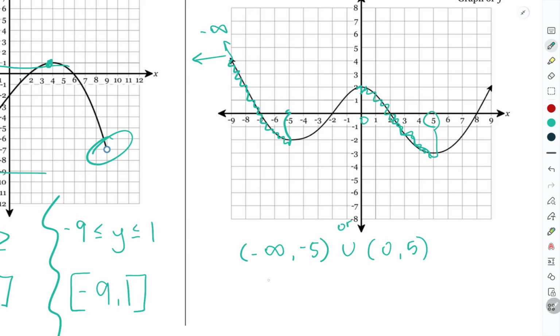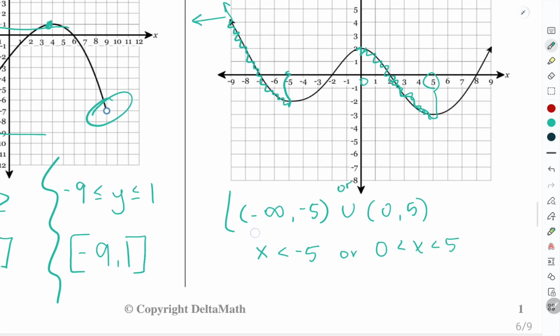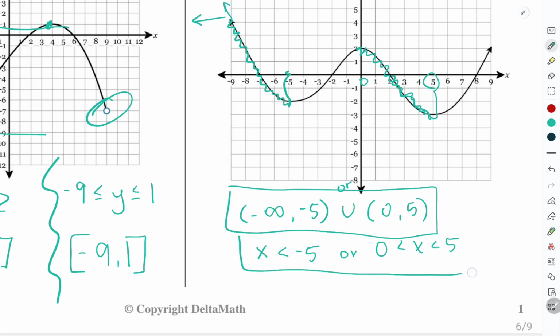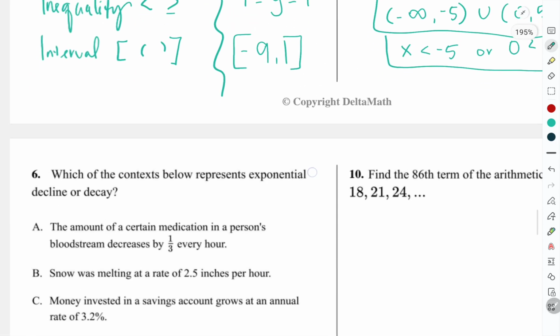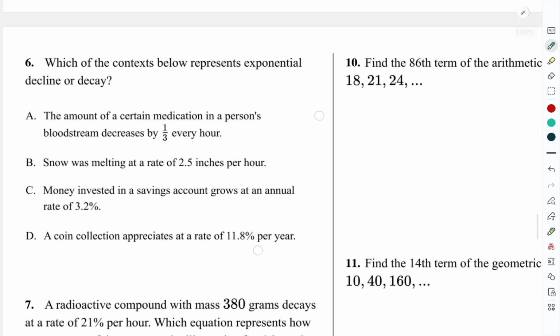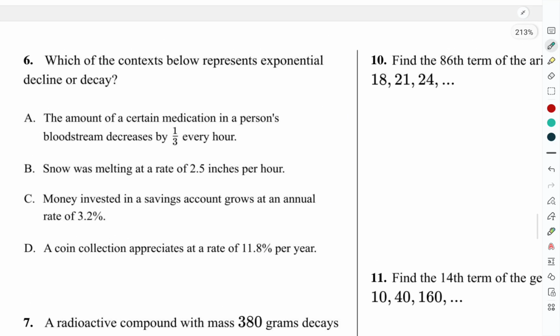I could also put it in inequality notation, and I would say everything less than negative 5 or 0, no line, to 5. One or the other. You do not have to do both, but I wanted to show you both. Okay, that is Unit 8 for your final exam. Unit 9 is the rest.